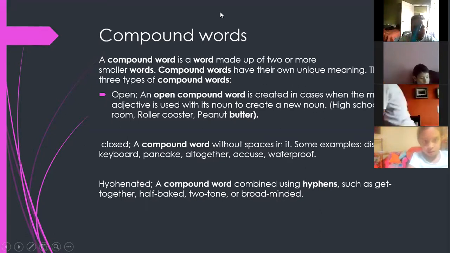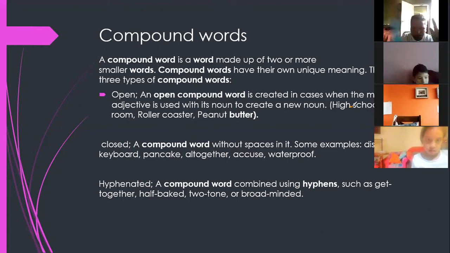Why is it open? Because between the two words, there is a space. So this is a compound word, but the two words don't go together. It has a space between them. Okay, living room, it's another compound word.